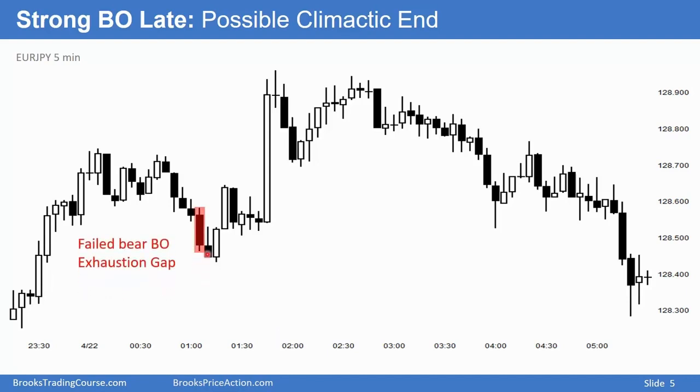This is looking pretty good for the bears. We have a bear bar closing on its low, and we have a second bear bar closing on its low. This looks like decent follow-through and possibly a measuring gap. The high of this bar did not get above the low of that bar, and therefore this is potentially a measuring gap. But then the next bar, a bull bar closing on its high, and then we close the gap. By this bar going above that low, we've closed the gap, and this is therefore a failed bear breakout and an exhaustion gap.